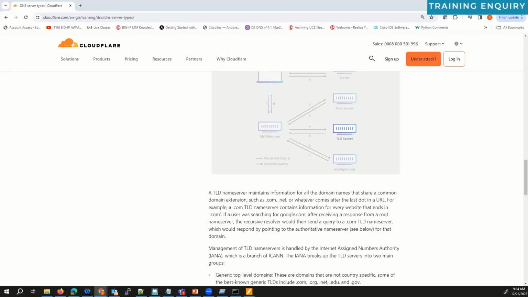Sure. Well, my question is, who manages the authoritative server? The authoritative server is managed by, for example, if Google has their own DNS, local DNS server, then the authoritative server is managed by Google itself.